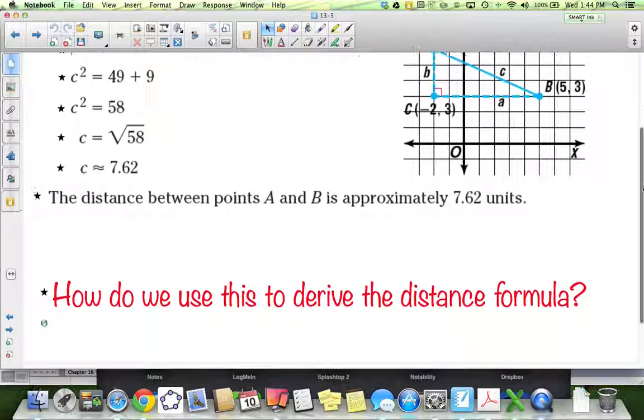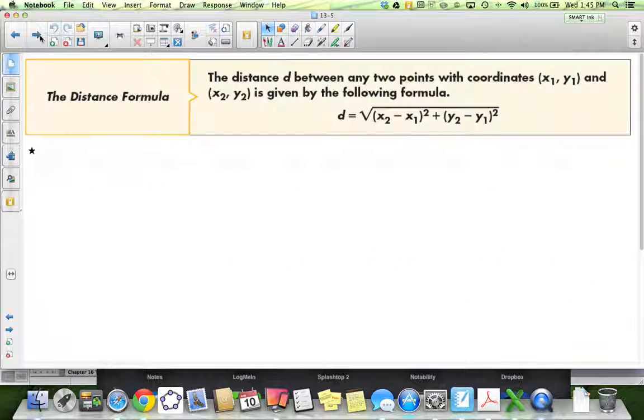So that's how you derive the distance formula, which brings us to the distance formula. The distance formula is d equals radical x2 minus x1 squared plus y2 minus y1 squared. Okay, follow this formula, you'll never go wrong.